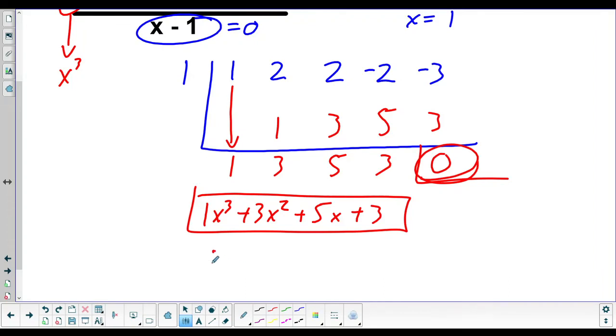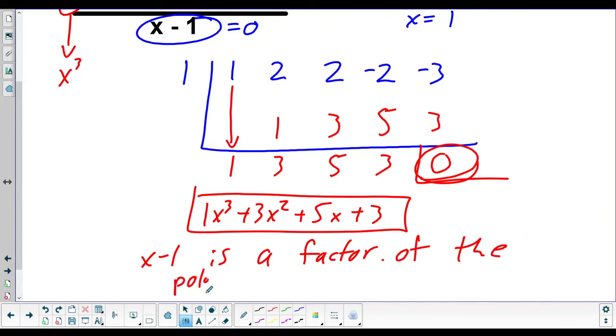And it is a factor. X minus 1 is a factor of the polynomial because the remainder is 0. All right. One more example and then we're done.